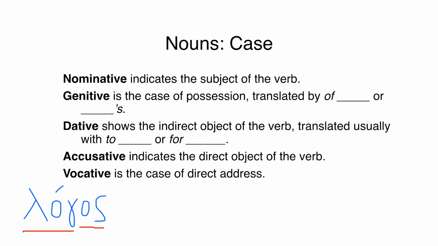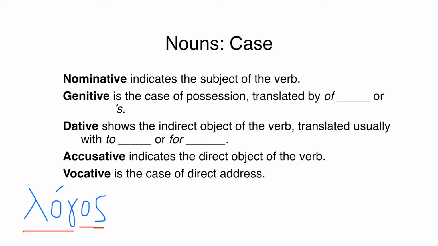The ending tells us 3 things. It tells us the case. Is the case nominative, genitive, dative, accusative, or vocative? It also tells us the gender of the noun. Is it masculine, feminine, or neuter? And it also tells us the number. Is it singular or is it plural? So, this spelling of logos is the nominative case, masculine gender, and singular in number.